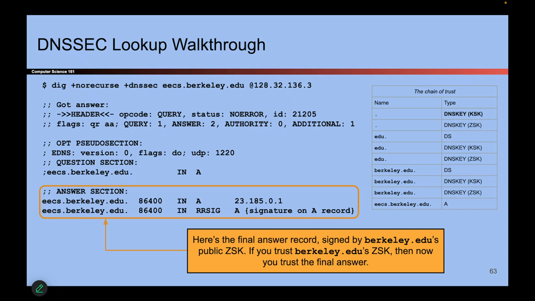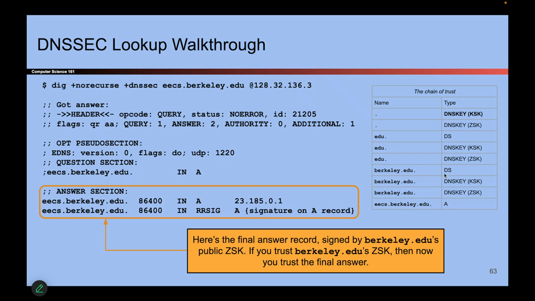And if you want to verify all the way back up, you can do so using all of these records that we've collected. How do I know that this eeks.berkeley.edu record is correct? Well, I know that because it was signed by berkeley.edu. How do I know that berkeley.edu's public key is correct? Remember, I used that public key to verify. How do I know that public key is trustworthy? Well, it was endorsed by .edu.